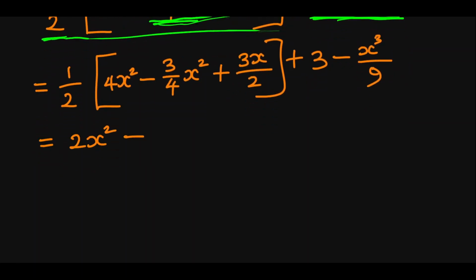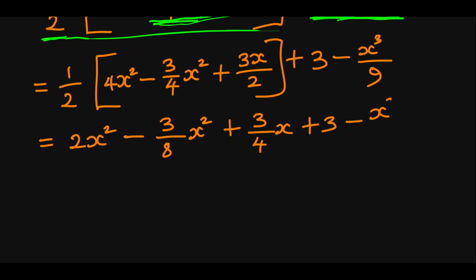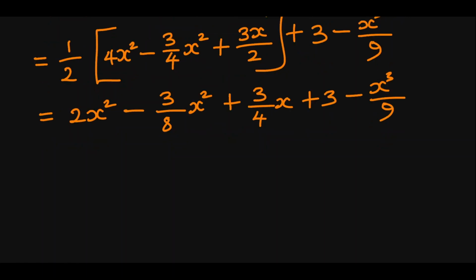2x squared minus 3 over 8x squared plus 3 over 4x. Then we put the other ones that are already outside the brackets, plus 3 minus x raised to power 3 over 9. Now, at this point, we are seeing a lot of terms. Some are fractions, some are whole numbers. Now, the aim of this question is not necessarily to get everything to have one common denominator. It's just to get an answer as simple as possible.